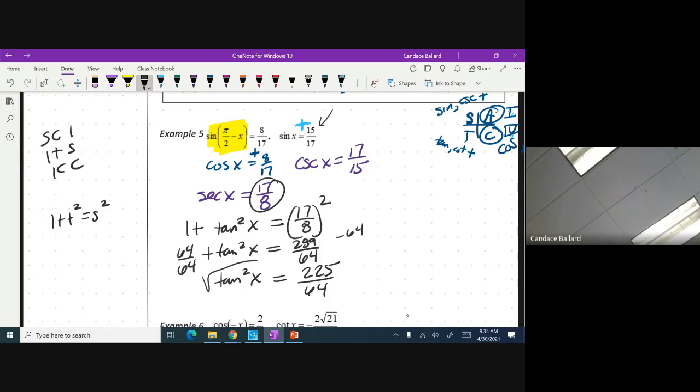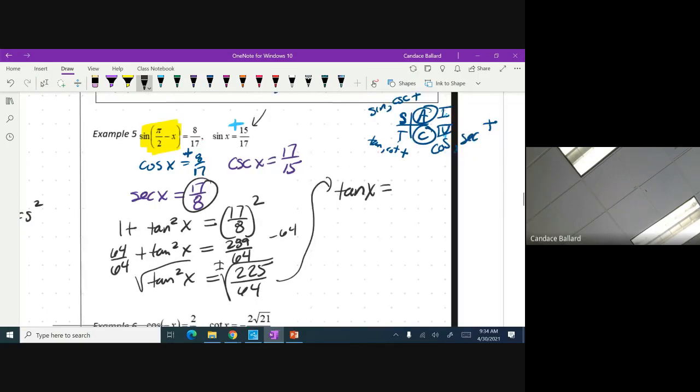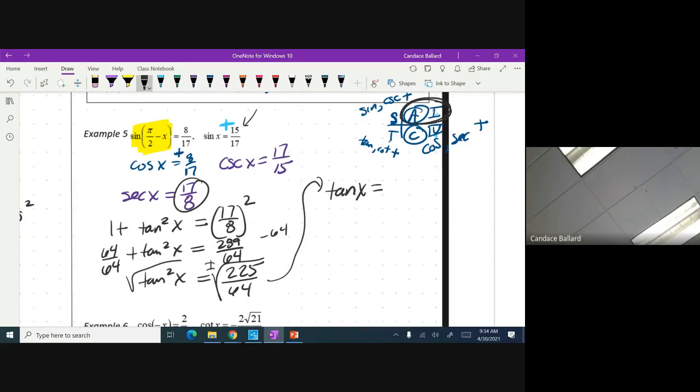I'm going to take the square root of both sides. Technically, it's plus or minus, but we already determined that all the signs are supposed to be quadrant 1, so we're just going to keep the positive. I'm going to take the square root of 225, which is 15, and the square root of 64, which is 8. So tangent is 15/8.